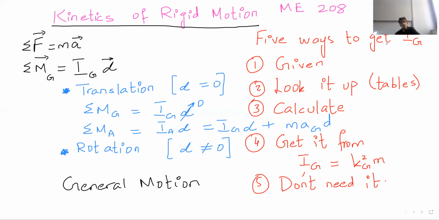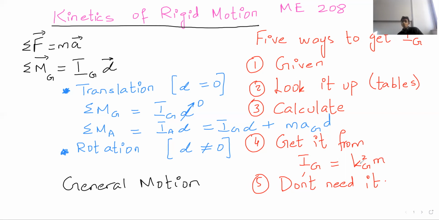Now, before we start today's example, there are 5 ways of getting a moment of inertia about the center of mass. Either it will be given to you, or you have to look it up in the tables. Tables might have the value, or you can calculate it using your previous methodologies, or you get it from this formula Ig equal to kg squared m, where kg is the radius of gyration and m is the mass of the object. Now, kg, the radius of gyration, will either be provided to you, or you can find it from the literature.